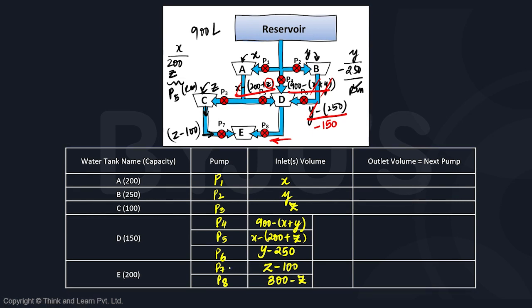If we add P7 and P8, we will be getting 200. That's exactly what the volume will be. If we add P4, P5 and P6, we will be getting 150. So 150 plus 200, 350 is what we will be getting. So we will have 900 minus 200 minus 450. If we add all of this, we will have 450 minus z. And if we add all of this, this is going to be 200.